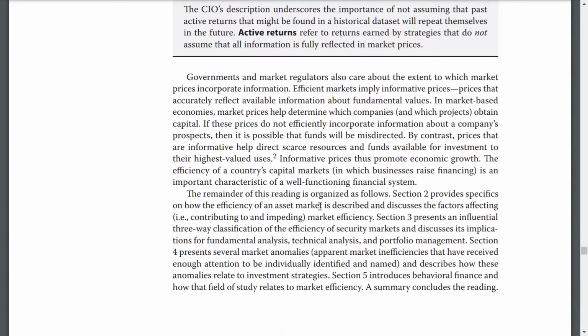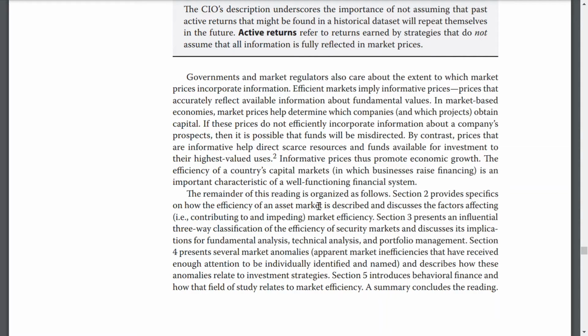Governments and market regulators also care about the extent to which market prices incorporate information. Efficient markets imply prices that accurately reflect available information about fundamental values in market-based economies. Market prices help determine which companies and which projects obtain capital. If these prices do not efficiently incorporate information about a company's prospects, then it's possible that funds will be misdirected. By contrast, prices that are informative help direct scarce resources and funds available for investment to their highest-value uses.